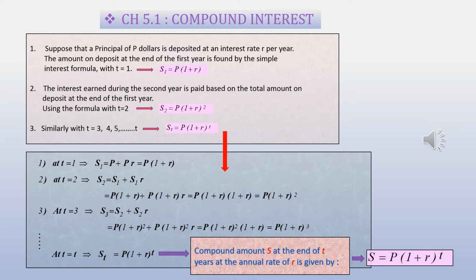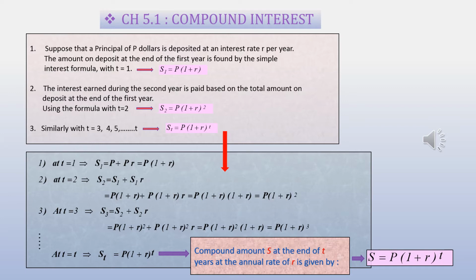So at t equal to T, whatever T is, ST is equal to P multiplied with 1 plus R to the degree of T. This is in the year T. Now we are going to generalize the formula.